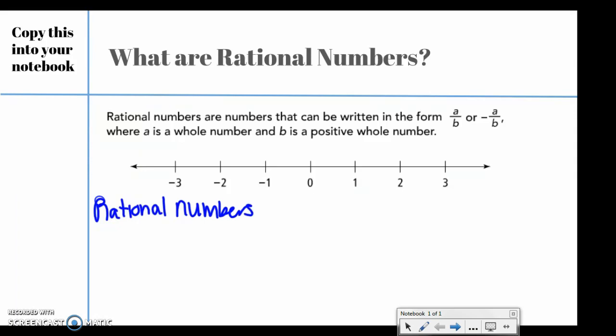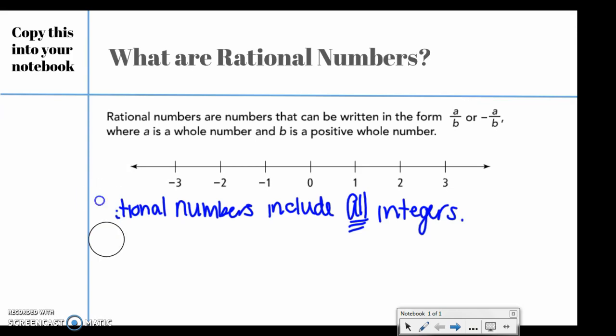include all integers. Okay? You want to copy this one down too because you need to know that. So rational numbers are fractions and decimals, positive whole numbers, negative whole numbers, and zero. Okay? So I'm going to give you some examples of some rational numbers.